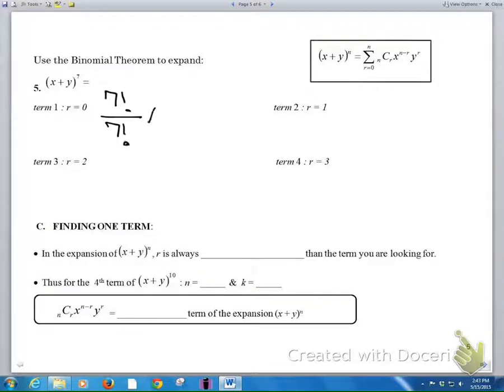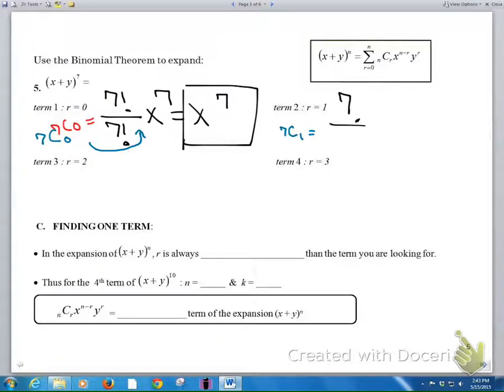So this is how to do it without using Pascal's triangle. So that would be the first term. The second term, r is 1. So it's going to be 7C1, which again, you can just use your calculator for 7C1. And then if you remember, r is 1. R is on the y variable.